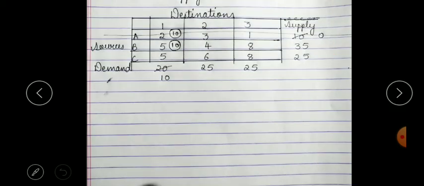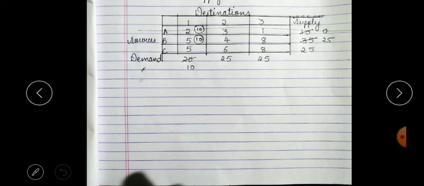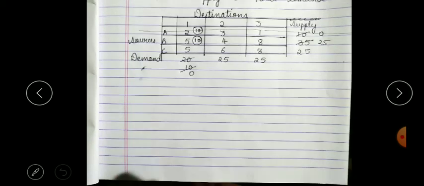10 is allocated here, and once 10 is allocated here, you have to subtract 10 from the supply line as well as the demand line. So that is what I have done here. 35 minus 10 is 25 and 10 minus 10 will be 0. Fine. So now this has become 0. This is already a cancelled out row. This also I am cancelling because this has become 0 here.